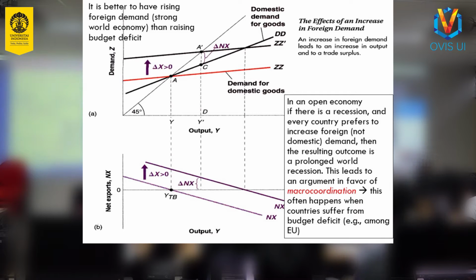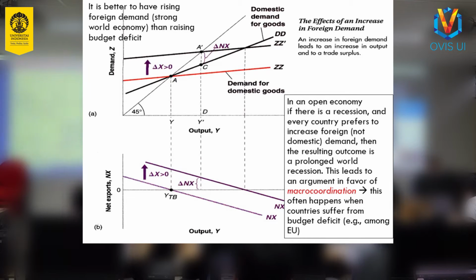So let's continue. Suppose there's a recession. Now, of course, in any recession, any government tries to increase the output, tries to boost the output. So we start from point A, and suppose there is a demand from abroad. So suppose our export increases.